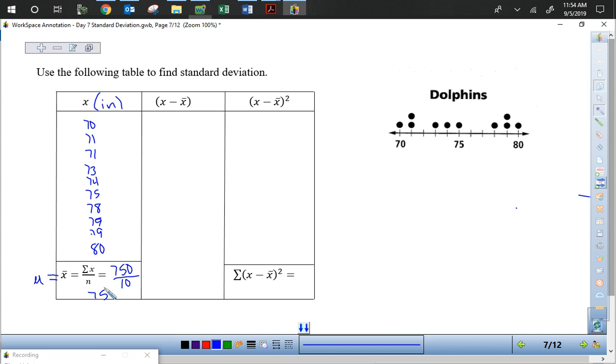Well, next up what we're supposed to do, remember x stands for these numbers. We're supposed to subtract that mean from each of them. So first up, 70 minus, our mean was 75, gives us negative 5. What this says is the number 70 was 5 units away from the mean. This negative means it was below the mean because 70 is lower than 75. Well, if you remember from a previous screen here, this x minus x bar was the definition of the deviation, or that distance from the mean.